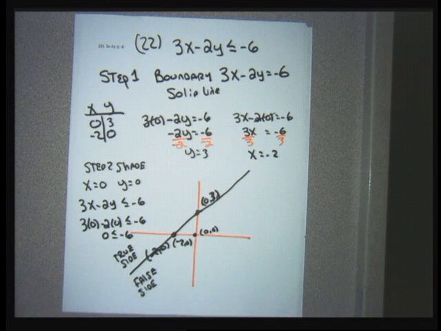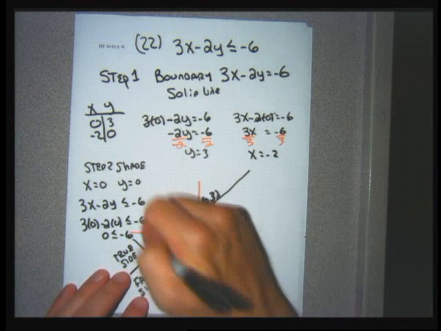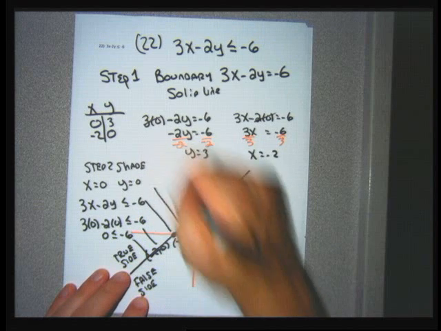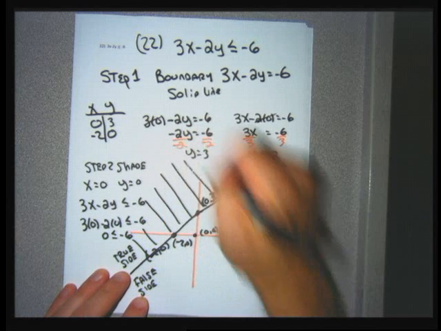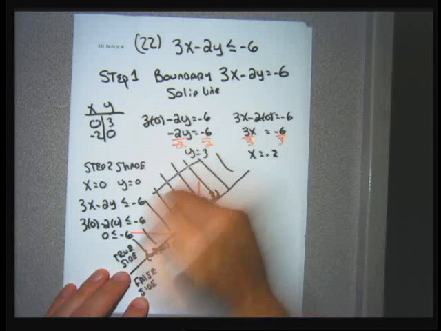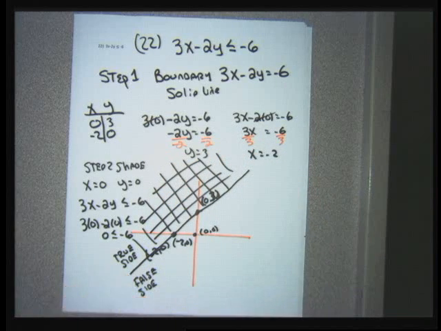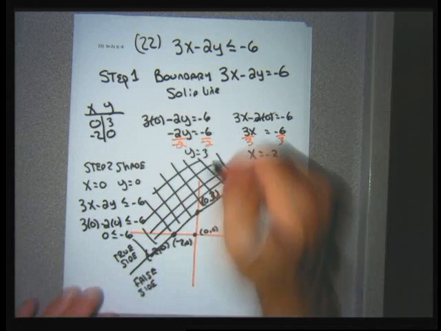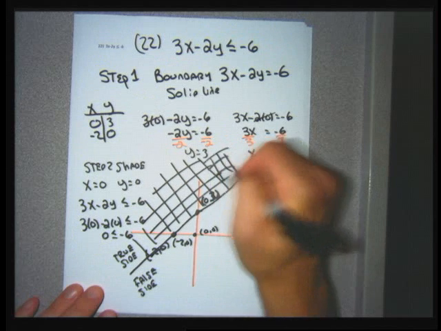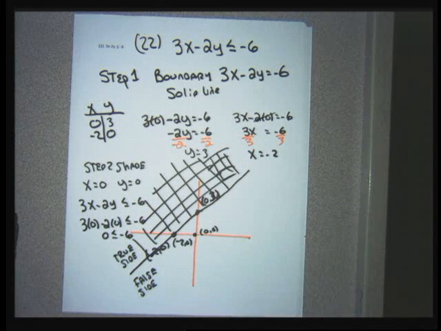I'm asked to shade the true side of the line, so I'm going to shade the best I can. Not supposed to go over the line. And again, you just eventually stop shading. But anything above that line is considered the true side of the line, and that would be an adequate shading for number 22.